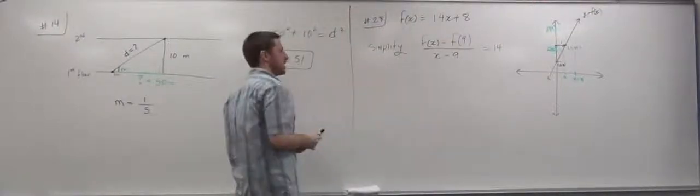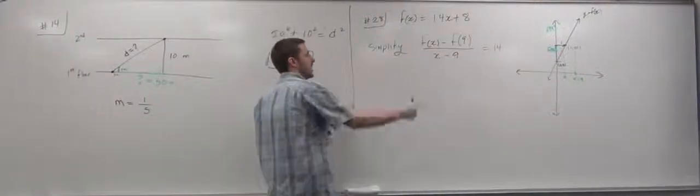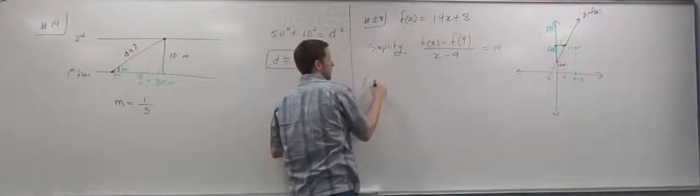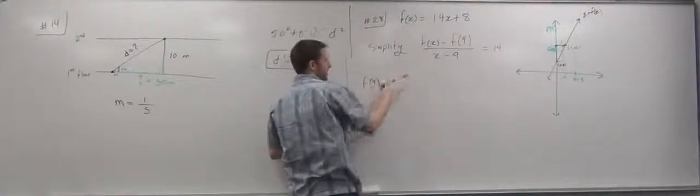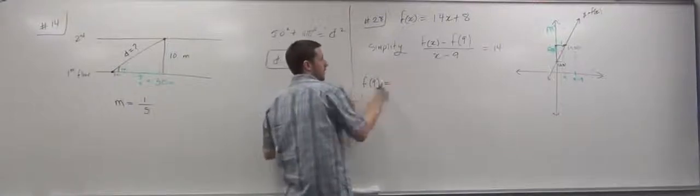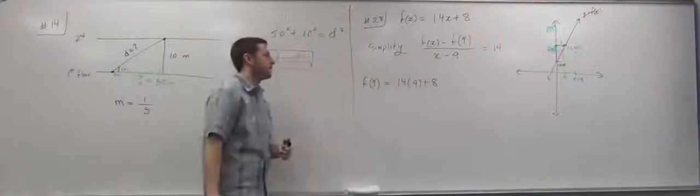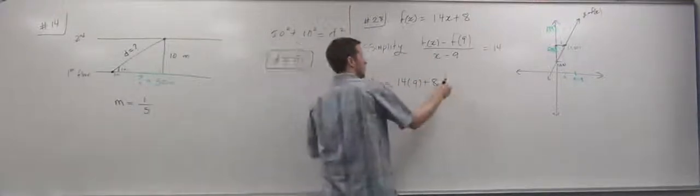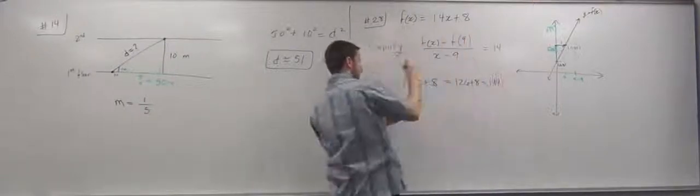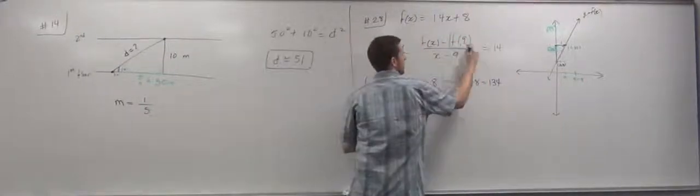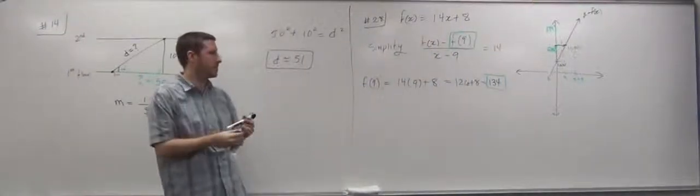Let's go ahead and do the algebra here. How would you do this if you had a picture and you hated pictures? How would you actually simplify this? 14x plus 8 minus f of 9. So let's actually calculate f of 9. You do 14 times 9 plus 8 and plug it in. If you calculate that out, it's 126 plus 8, which is 134. So that's this guy here. He's really the only calculation I have to make because everything else is kind of given to me.